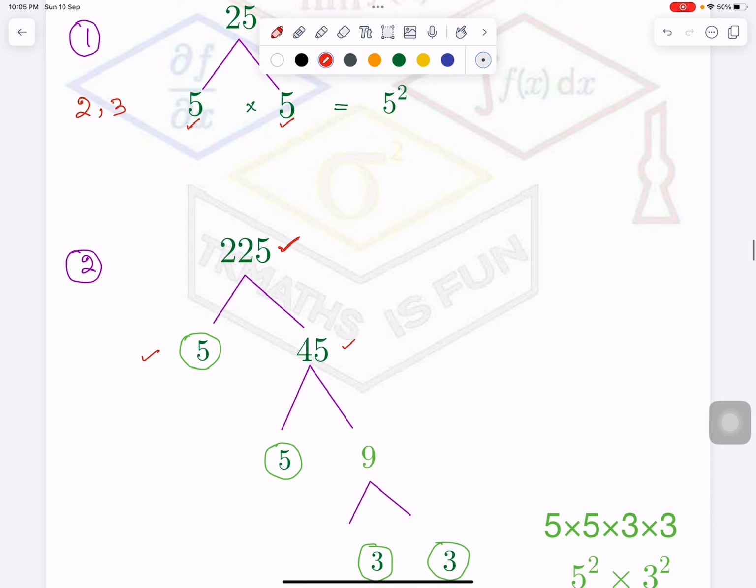Now you will divide 45 into two further branches. Again, one number should be a prime number. If you see here, can I divide 45 by 3 or by 2? I can. So I can take here 5 if I want, or I can take here 3. Let's see with 45, if I have taken one number as 3, then what will be the other number?